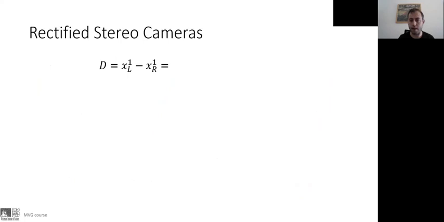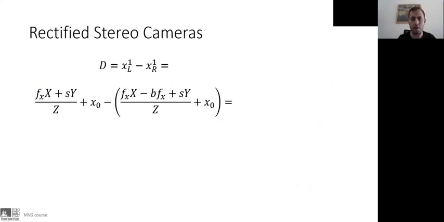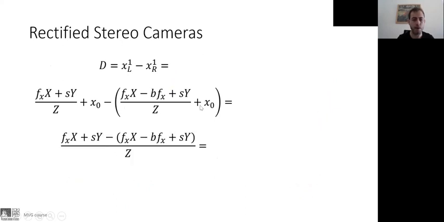Okay, so now let's see what this disparity is. Let's calculate it. We know XL and XR in the first coordinate, and we just subtract these two values. First you can see that x0 is cancelled because we have x0 minus x0, and fx capital X is cancelled also, and sy is also cancelled, and we get just b fx divided by z.